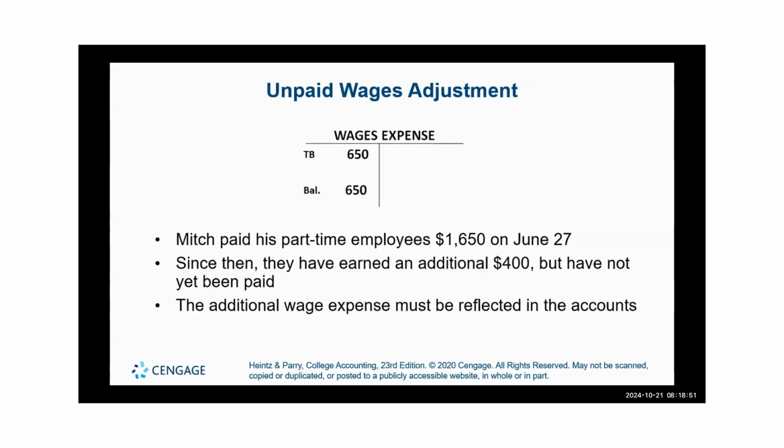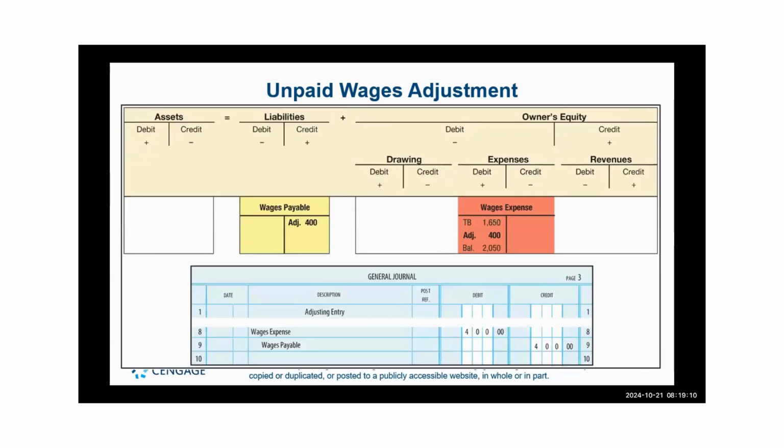So let's look at unpaid wages. Mitch paid his part-time employees $1,650 on June 27th. So between June 27th and June 30th, they earned an additional $400, but it's not time to pay them yet. Okay, but we have to recognize that money. All right, so here's what that looks like. My wages payable is a liability account, right? Like our accounts payable. So we increase that on the credit side by $400 because that's what I owe them and I'm going to pay them later.